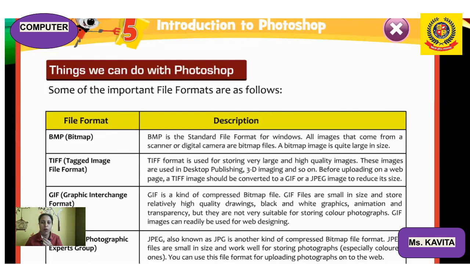BMP, the full form of BMP is bitmap. BMP is a standard file format for Windows. All images that come from a scanner or digital camera are bitmap files. The images you take with mobile phones or digital cameras are stored in a file. The file name extension is .bmp and BMP stands for bitmap. A bitmap image is large in size.